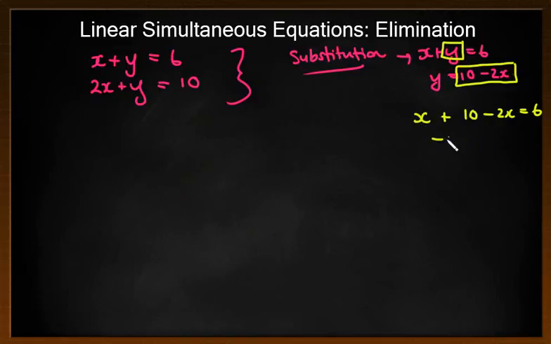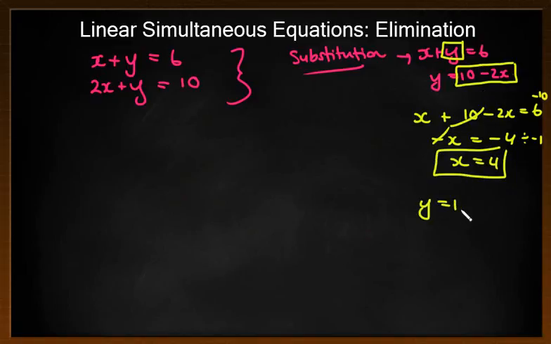x take away 2x is minus x. We subtract the 10 across to make it negative 4, and then we can divide it by negative 1, which gives me x equals positive 4. I then threw it back in to make y equals 10 minus 2 times 4, which is 8, and then y equals 2, and we've got our solutions of 4, 2. So you can still go ahead and do that, guys. That's no problems. You can solve your question like that.